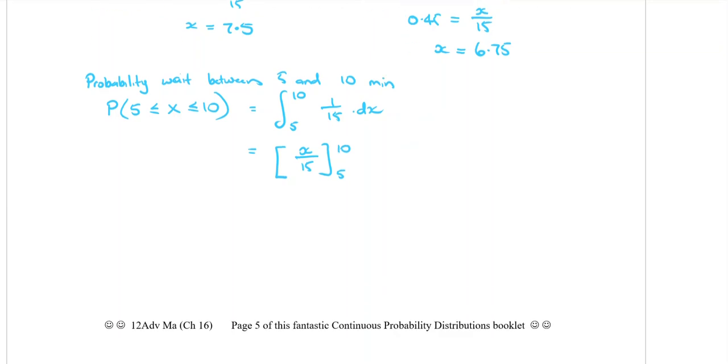So subbing in 10, I get 10 over 15 minus 5 over 15, and that is a 1 in 3 chance, or a 0.33 or 33% probability that he's waiting between 5 and 10 minutes.